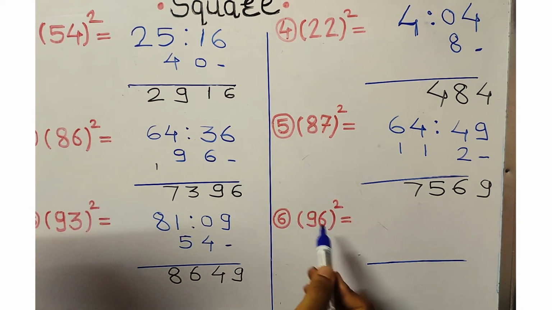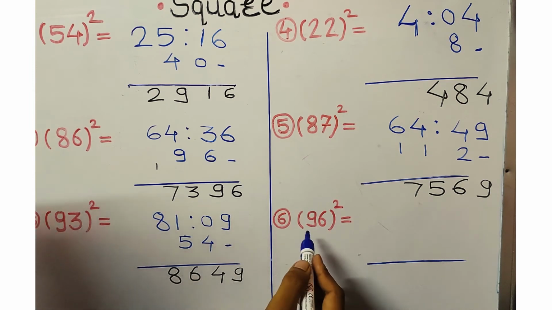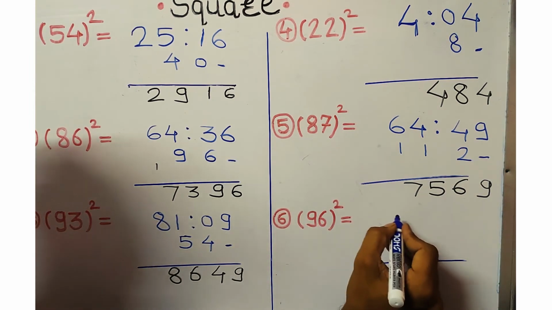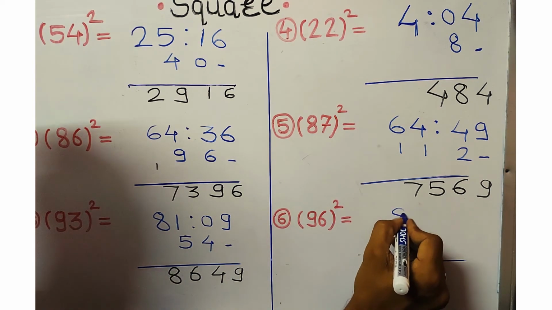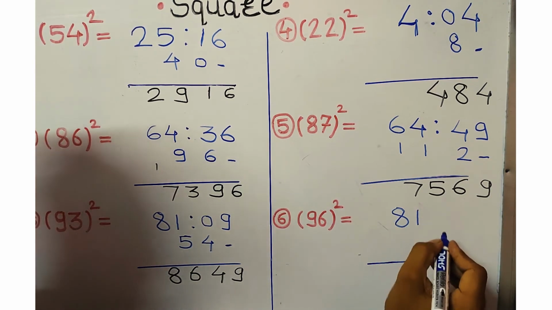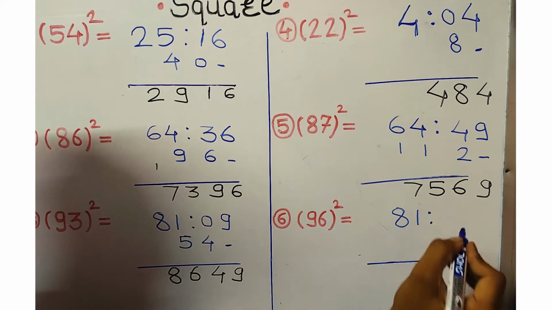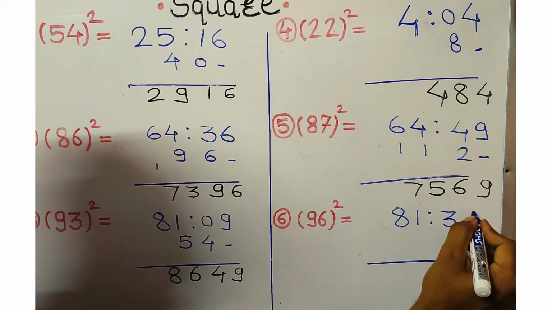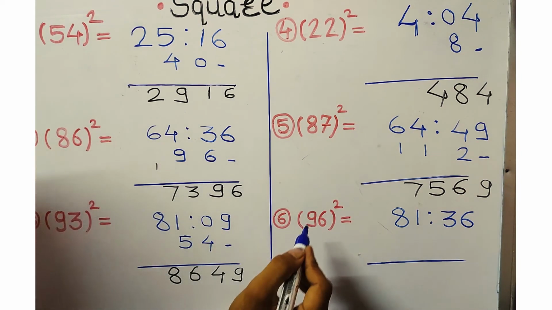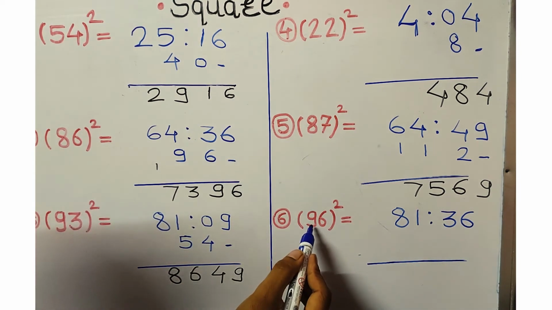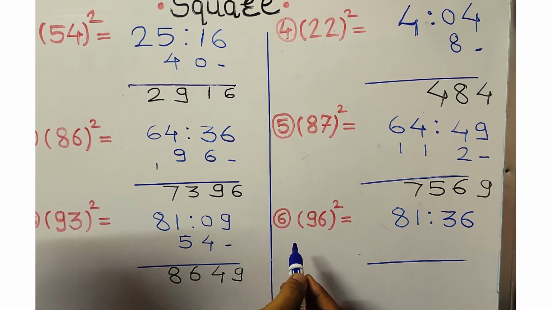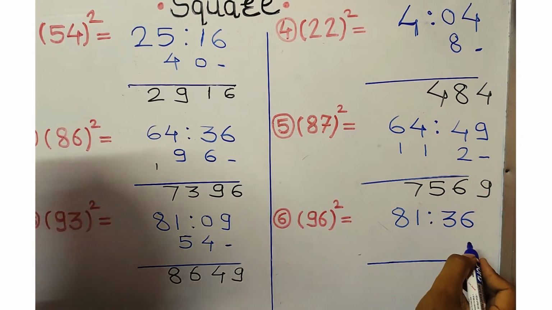See another example, square of 96. In this example we find the square of 96. Again the same trick, square of 9 is 81. Then the square of 6 is 36. Next step, multiply 9 with 6, 54, and twice of 54 is 108.